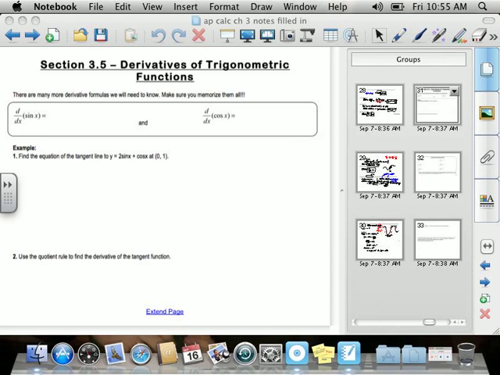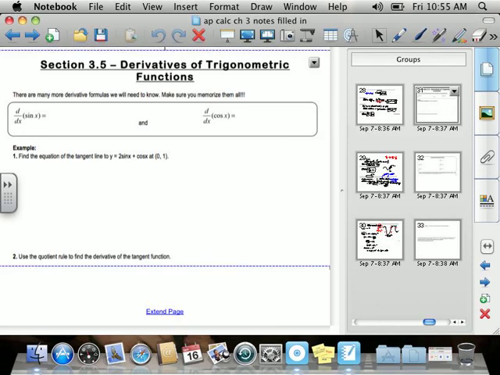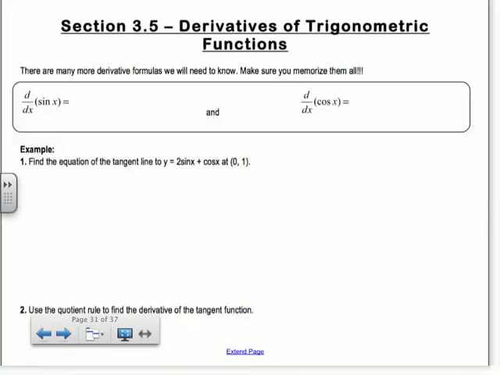All right, so section 3.5 is derivatives of trig functions. Some of you were emailing me and you'd already started on your take-home test and realized, hey, I don't know the derivatives of these functions. I think Rachel Hahn was one of them. So we're going to learn those today. There are many derivative formulas you're going to need to know. You need to memorize all of these. They will be on your test a million times, so you need to make little flashcards.